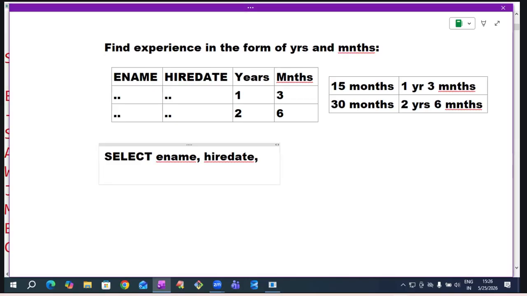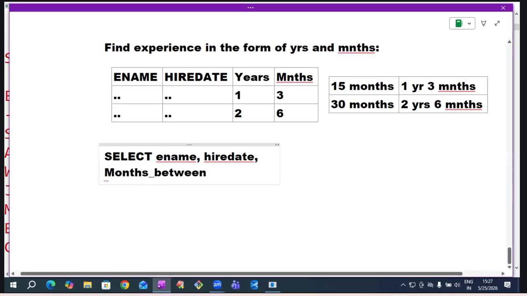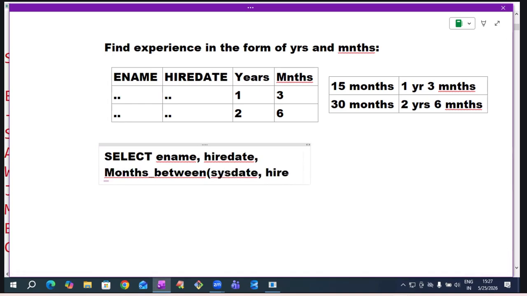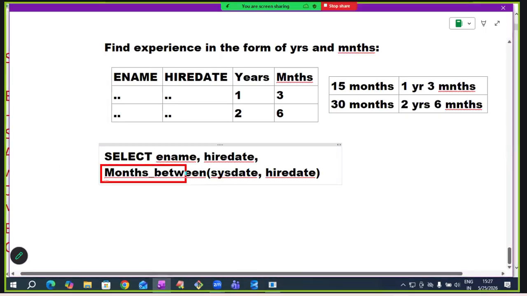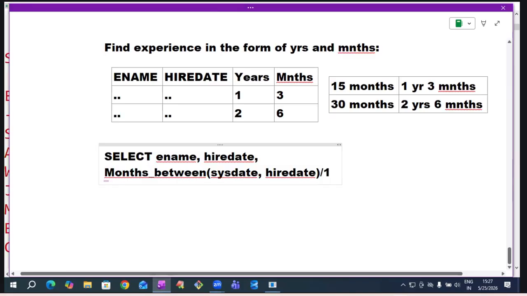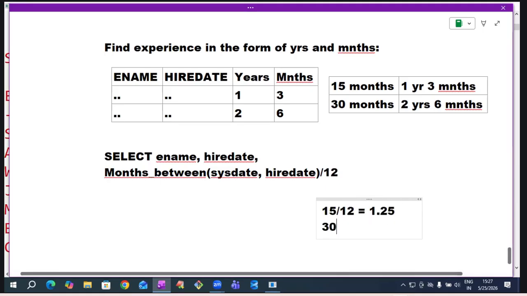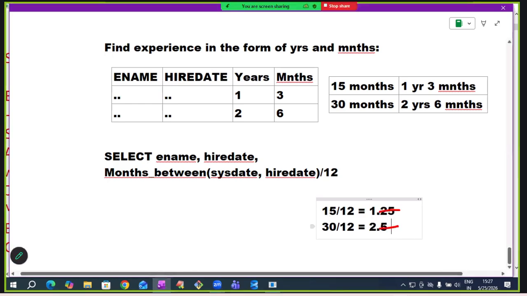To find the experience in the form of years, which function we are using here? Months between. To get today's date, this date. To get joining date, hire date. If we write this much only, we get number of months. But we want to get number of years. So divide with 12. But it gives decimal places also. If employee is having 15 months experience, 15 by 12 means 1.25 we are getting. 30 by 12, 2.5 we are getting. We need to remove these decimal places.